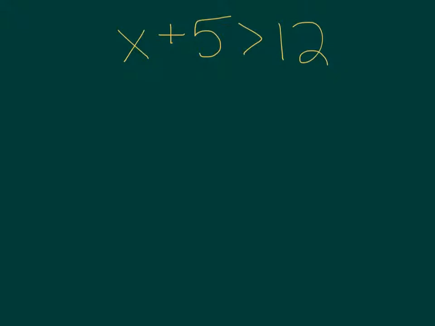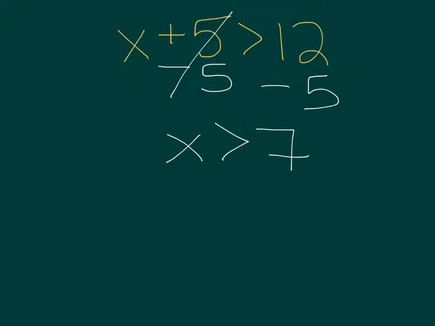So let's take a look at this example and how we can solve this. So we have x plus 5 is greater than 7. So just like we did when we were solving equations, you're going to subtract 5 from both sides. So x is greater than 7. So we have figured out that x is greater than 7.